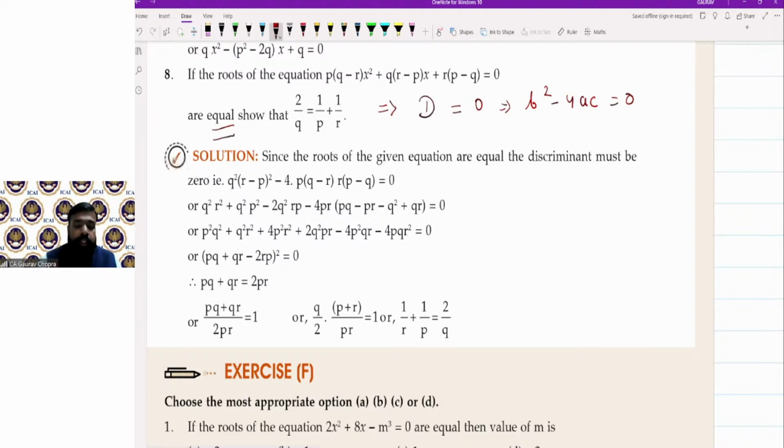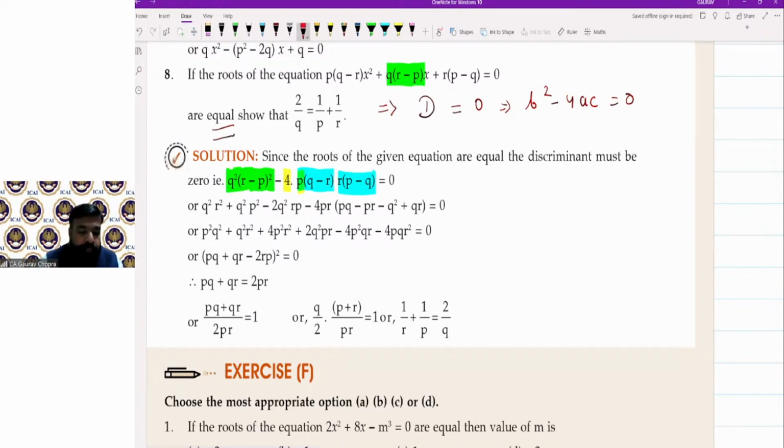So what is b here? B is q into r minus p. So we have to square this. So we have square here. Then minus 4. A is p into q minus r and c is r into p minus q. So we have applied this concept here, b square minus 4ac, and this is equal to 0. Now we have to do the multiplication and simplify.